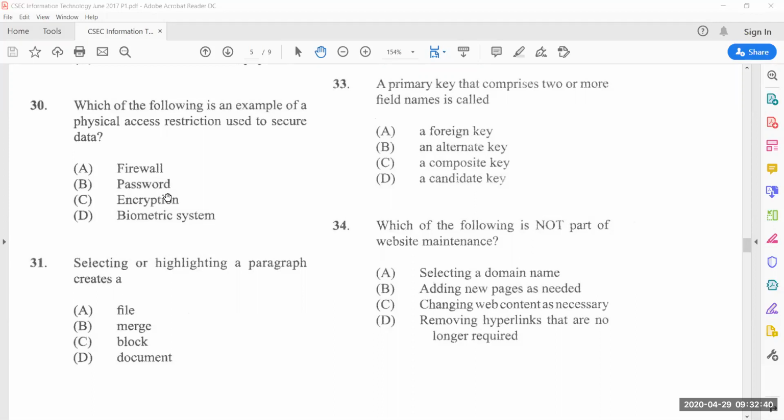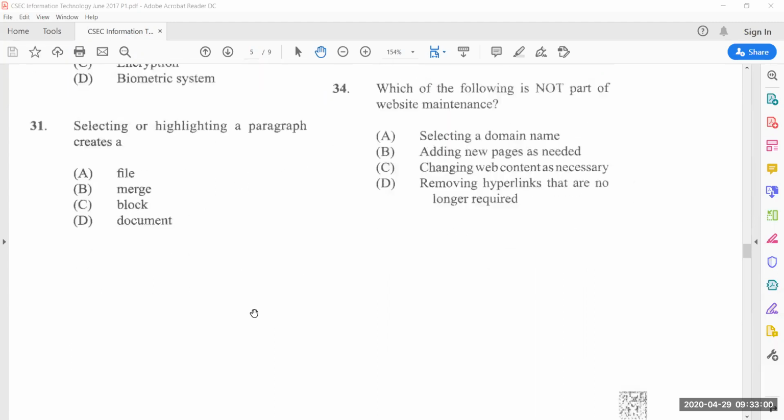Yes, someone just put in the biometric system. So the biometric system will be the answer. Remember, the biometric system will use biometric data such as a fingerprint to allow you entry into an area. Okay, so it's normally locked and it's unlocked using the biometric system. Okay, moving on to 31.